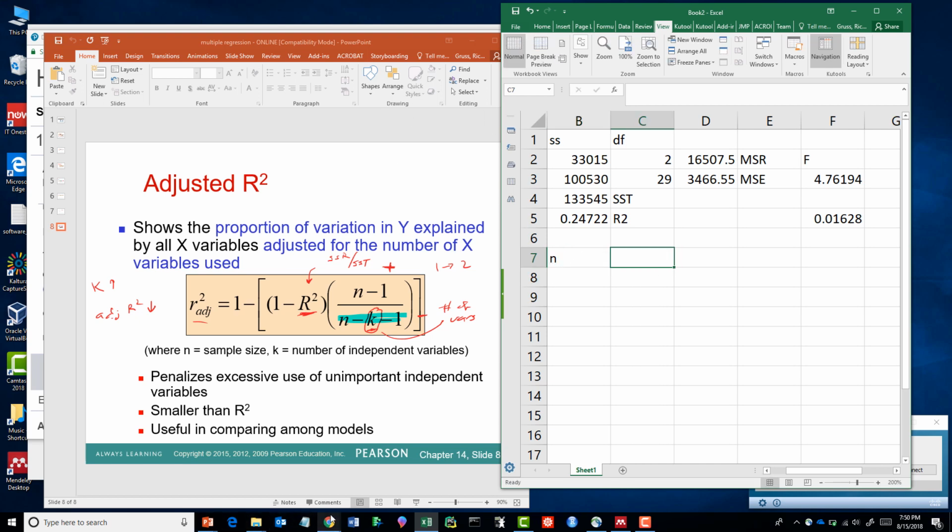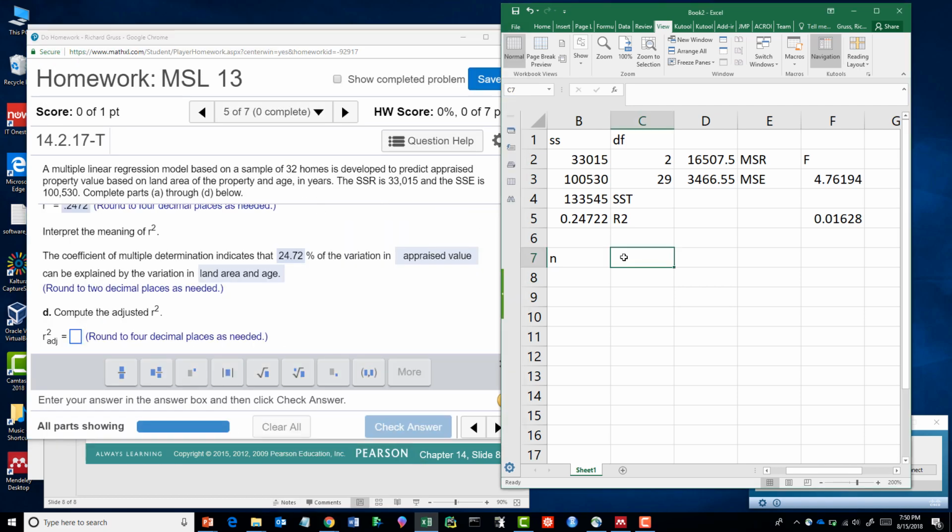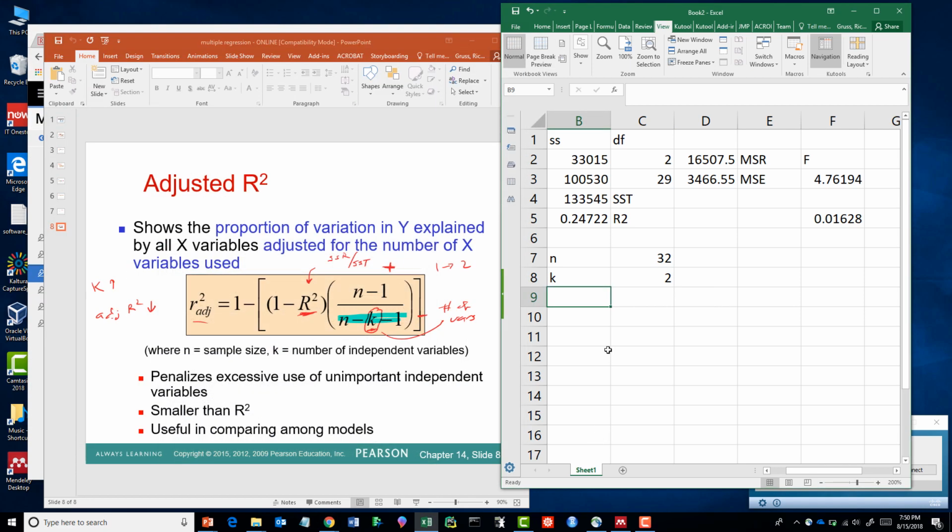That was given in the stem of the question, right? So it's 32 homes. So n was 32. And then we needed to know k, which was just the number of independent variables. So we just need to plug all these things into this equation to get the adjusted R squared. Let's see. So it's going to be 1 minus, and our R squared was here, so I'll just put that there. And then it's going to be n minus 1, so 32 minus 1, divided by n, which is 32, minus k, which is 2, minus 1, and close all the parens. So our adjusted R squared is 0.1953.